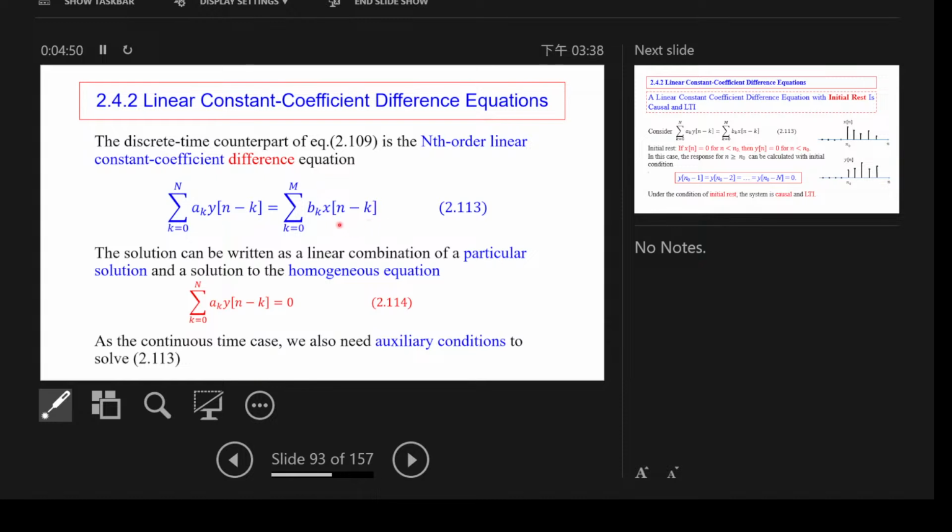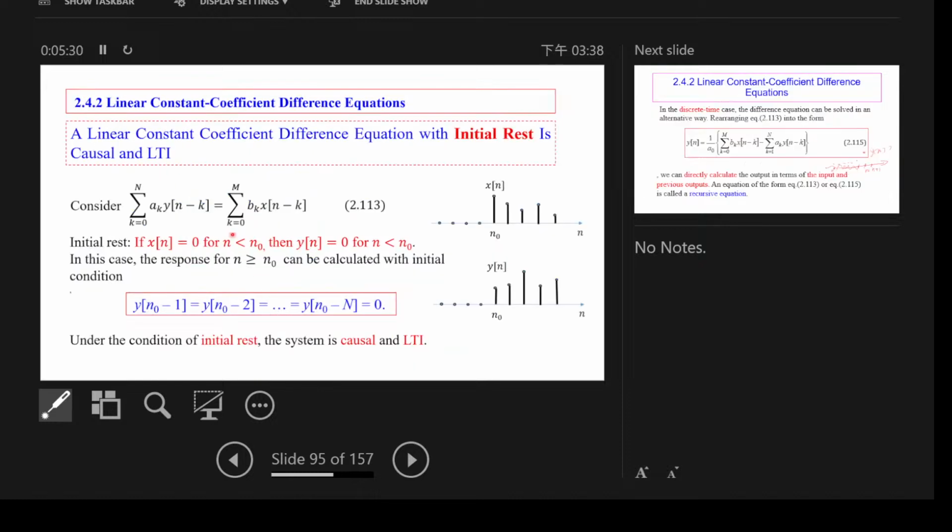Just like in the differential equation case, in the difference equation case your solution is also going to be written as a particular solution plus a homogeneous solution. The homogeneous solution is the solution to the homogeneous equation, where you keep only the y[n] part and set the x[n] part to 0, so you just say that this linear combination of y[n] is 0.